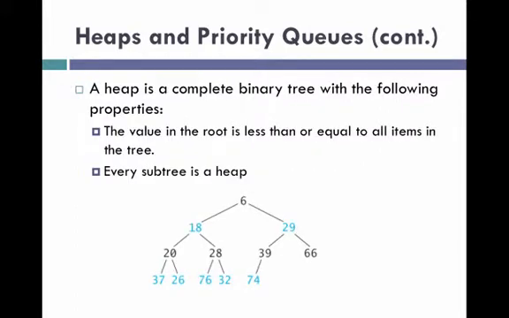A heap is a complete tree with the following properties. The value in the root is less than or equal to all items in the tree, and every subtree is a heap. Okay, so this is the min heap.